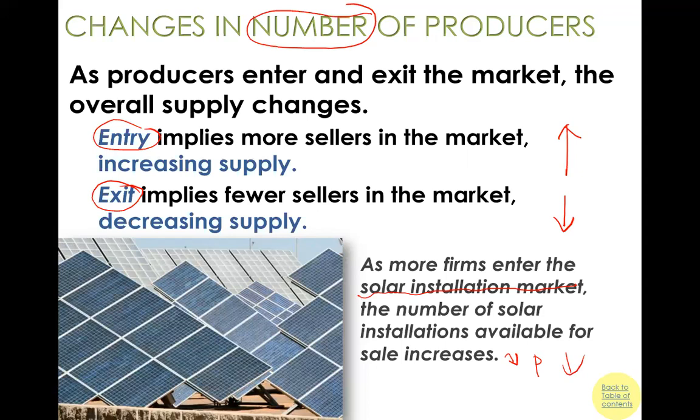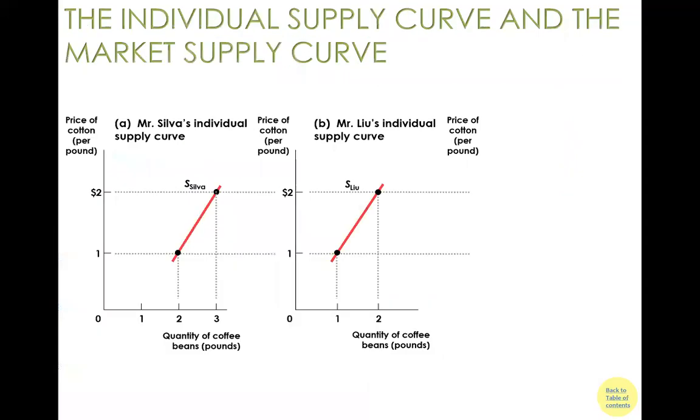To wrap up this part, we are going to look at individual supply versus market supply. Similarly, we started with the individual. Look at Mr. Silva. Here we have his supply, price, and quantity. This follows the law of supply, and this is the increasing curve. And this supply is going to be affected by the 5 factors we just talked about.